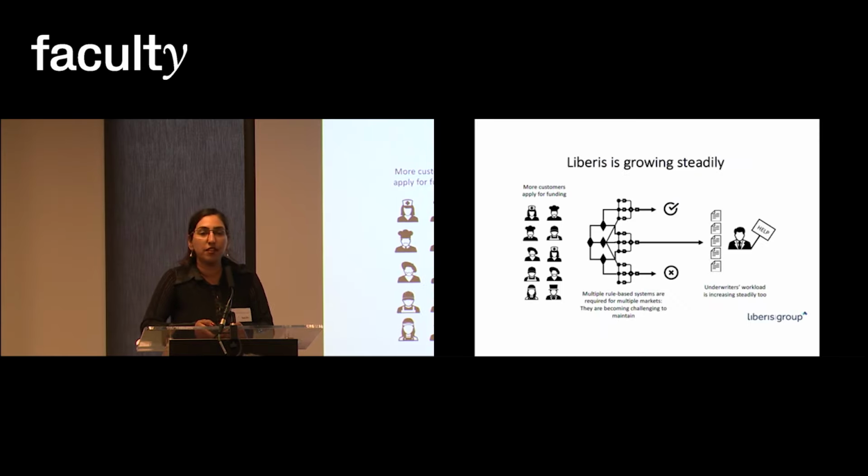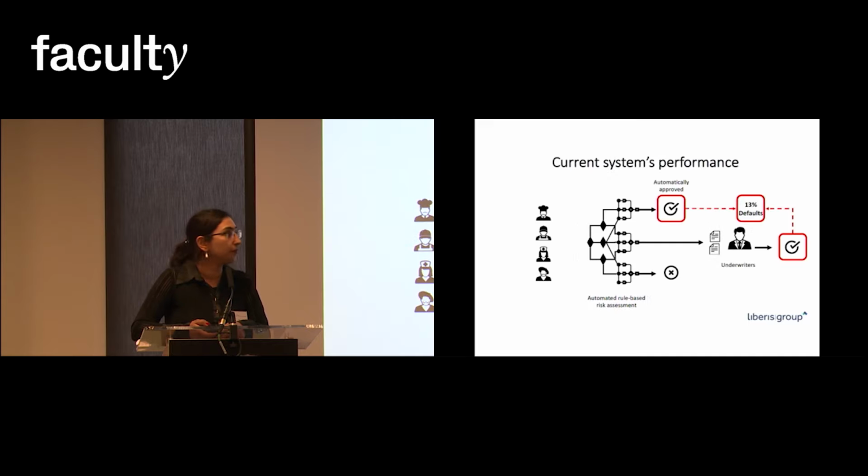This is a schematic view of the current risk assessment pipeline at Liberis. A customer applies for funding. The case is first reviewed by an automated rule-based system. This system is able to decide on black and white cases and approve the funding application or reject it. For the remaining ambiguous cases or high-value cases, the funding case is reviewed by an underwriter.